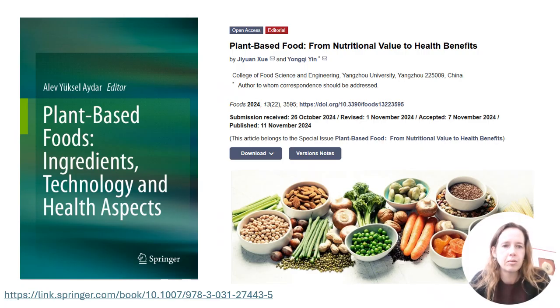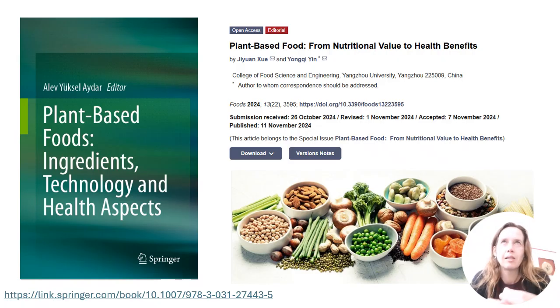The discussion about the types of vegetables and how they can behave as ingredients can also be a target for other publications. And not only a publication, this was a topic for one entire book. This book, Plant-Based Food Ingredients, Technology and Health Aspects. I shared the link there, so I think that some chapters are open to be accessed.